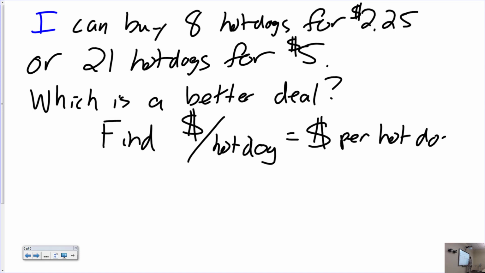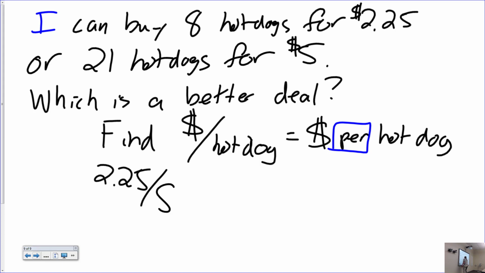And note that this word is one of those math words that you should know what it means. As soon as you see the word per, you should know that it means divide. And whatever comes after it is what you are dividing by. So the key here, folks, is to take the money and divide by the number of units, not vice versa. Okay? If you do it the opposite direction, you get the exact opposite answer always. Okay? So, what is 2.25 divided by 8?